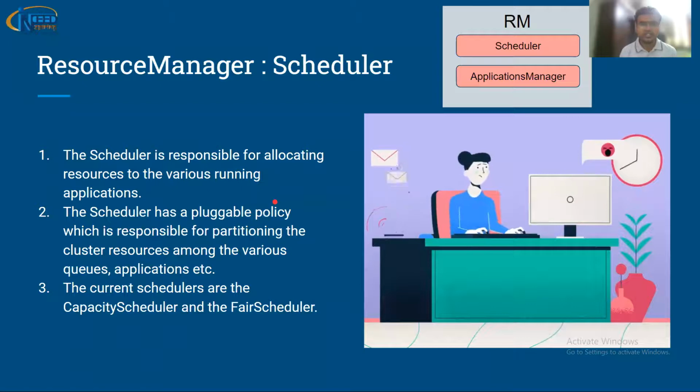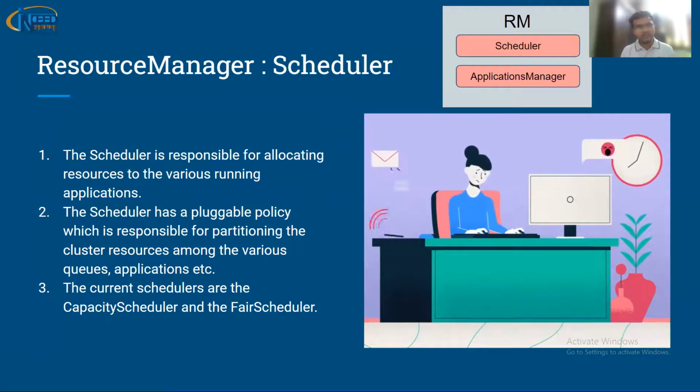Now let's talk about the scheduler. Once the job is getting started, two things happen. One is the application manager, which is going to start the application master. The scheduler is going to create the schedule, that is, which job should run at what time. That whole policy is handled by the scheduler.